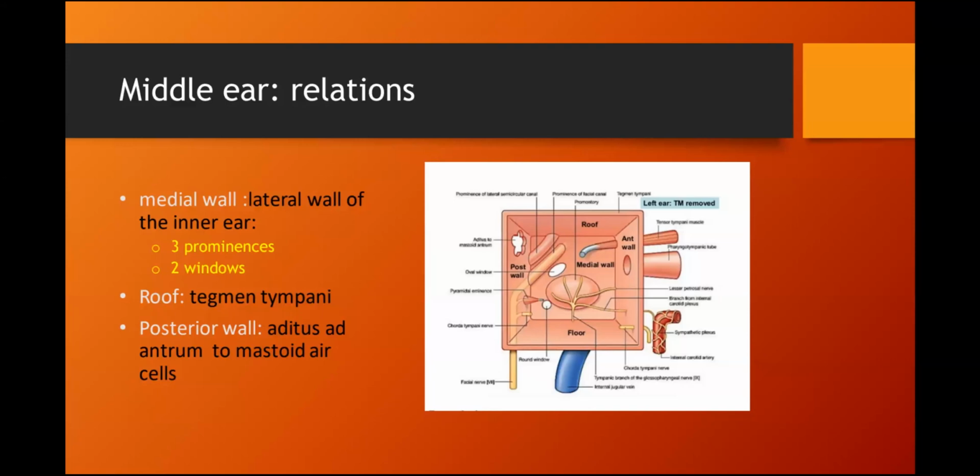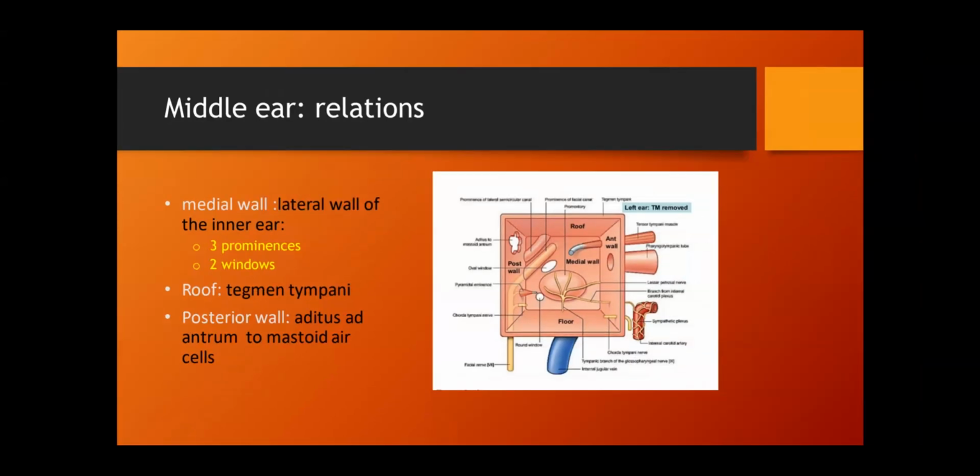The posterior wall, especially the upper part of the posterior wall, or as we mentioned, the attic or the epitympanic recess, contains in its upper part an opening called the aditus ad antrum. The aditus ad antrum communicates the cavity with the mastoid air cells, and any pathological process can spread from the cavity into the mastoid air cells.